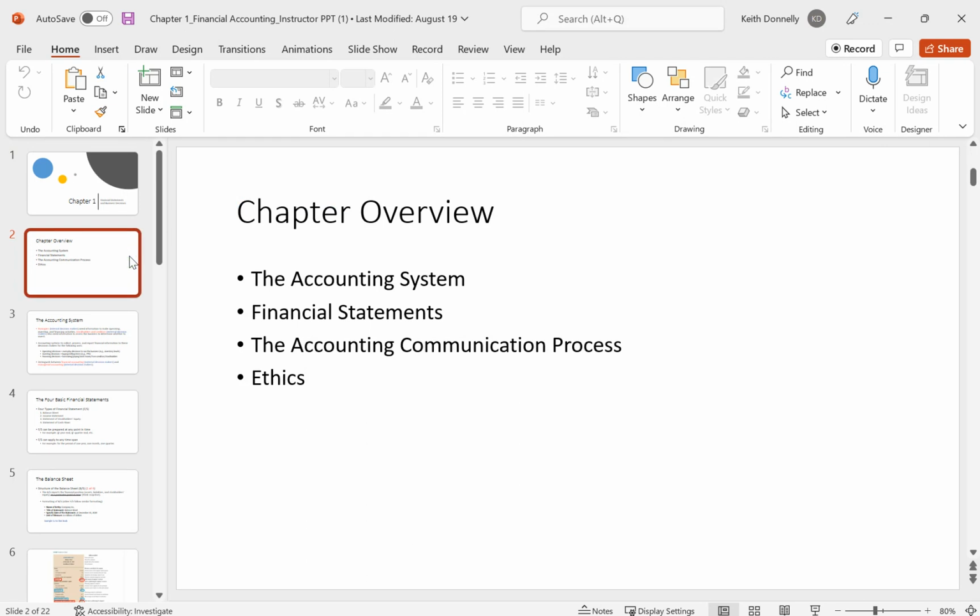In this chapter, we're going to be talking about the accounting system, financial statements, the accounting communication process, and then ethics. Normally, every week in how I teach this class, first we go over the materials in the PowerPoint. That lays the framework, as it were, for what we're going to be learning about in the week.